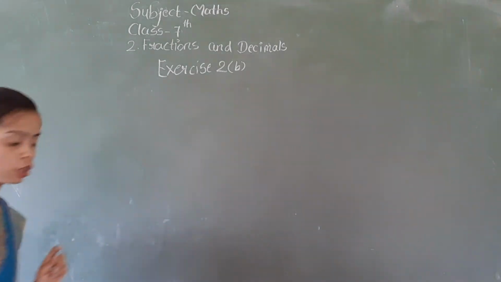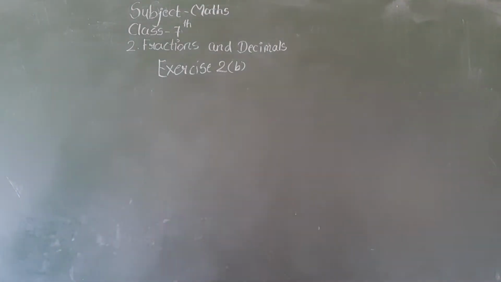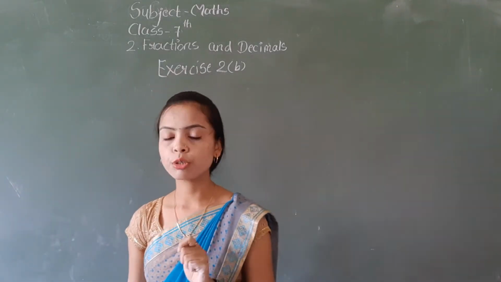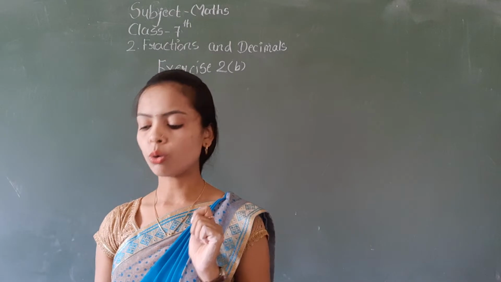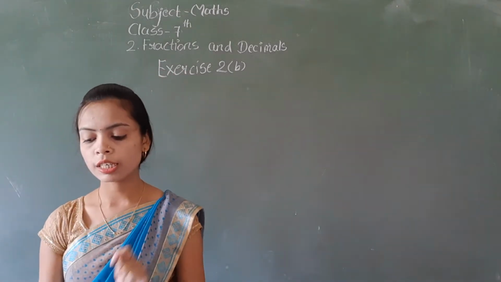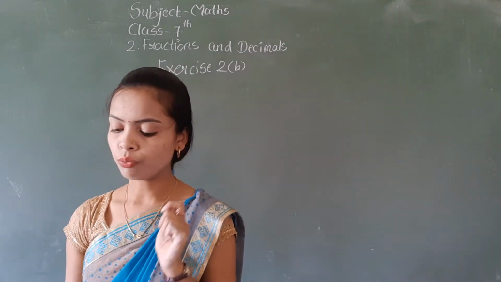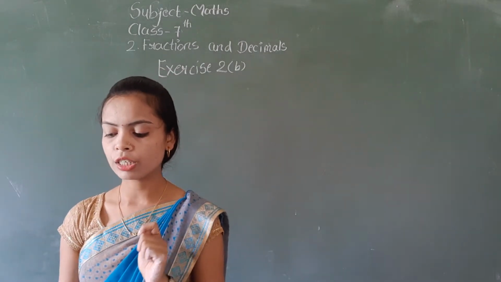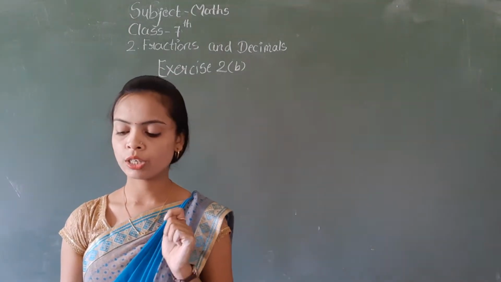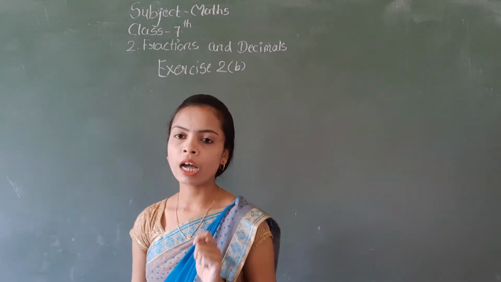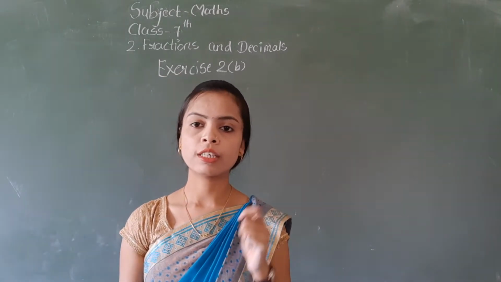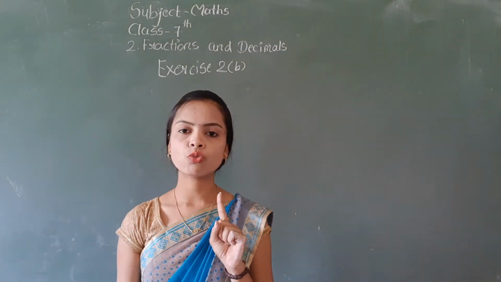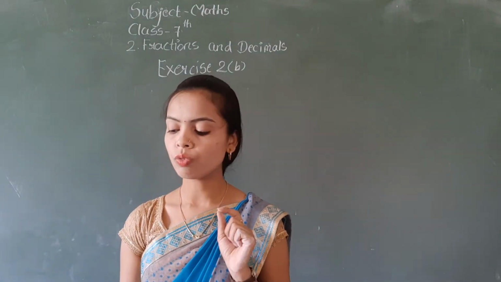Now question number 4. What is your question number 4? Open your book, page number 37, exercise 2b, question number 4. The question is, find the weight of 40 boys if each boy weighs 42 1 by 4 kg. You have to find out the weight of 40 boys, and it is given that each boy weighs 42 1 by 4 kg.